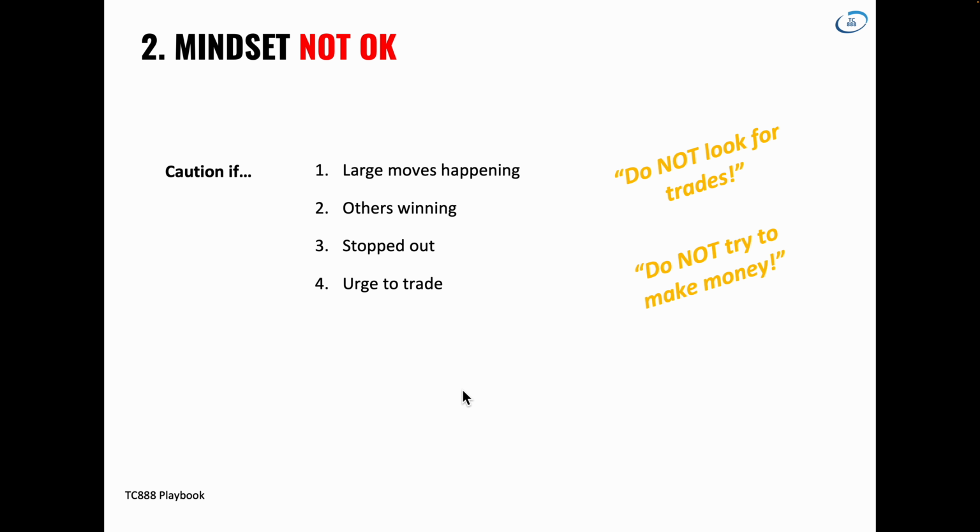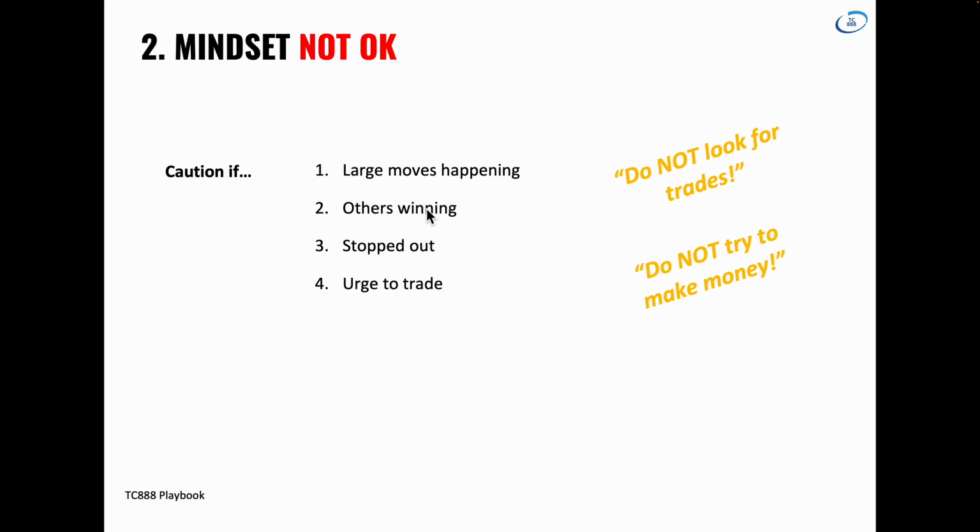It's absolutely critical that your mindset is in the right place. Really focus on it. If you feel the urge to trade, it's all coming back to FOMO. If you have the urge to trade, you should not take any trade. How can this happen? For example, that you see large moves happening in the market. This is an absolute moment to be cautious.